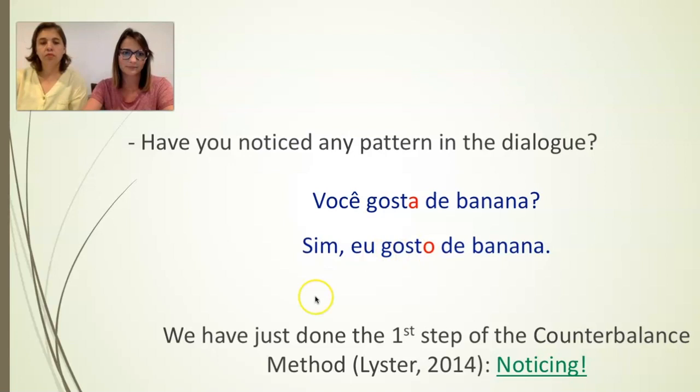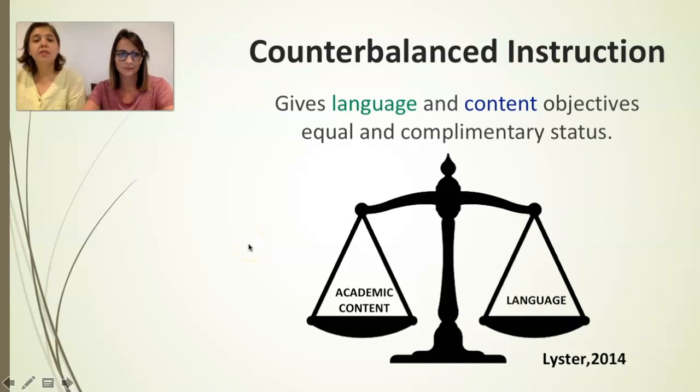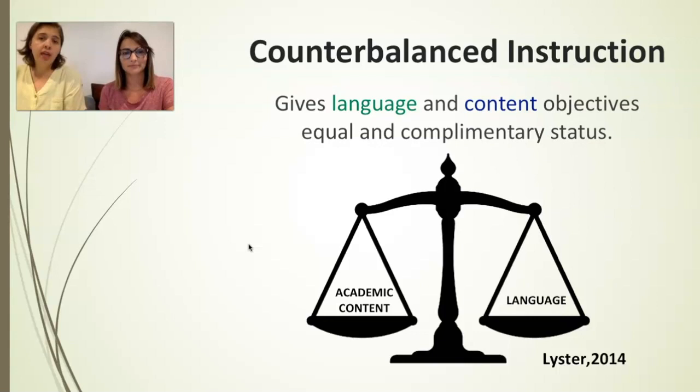So in the counterbalance instructions, you give language and content objectives equal and complemented status. So what are you doing? We are teaching fruit vocabulary, yes, but we are also teaching the life cycle of the plants. We are using the structure to teach science and balance academic content and language.